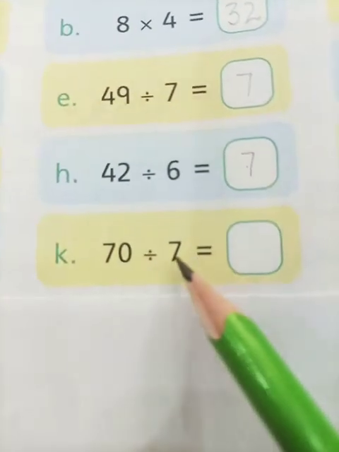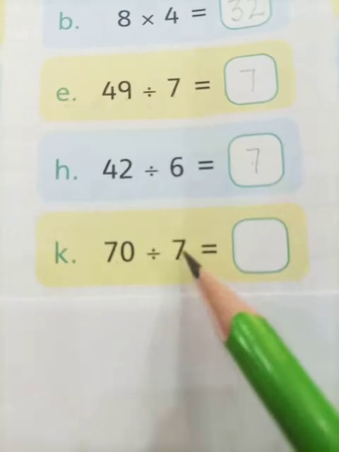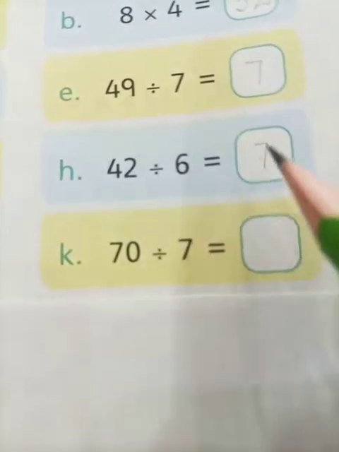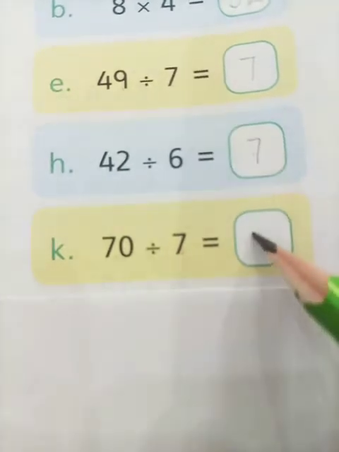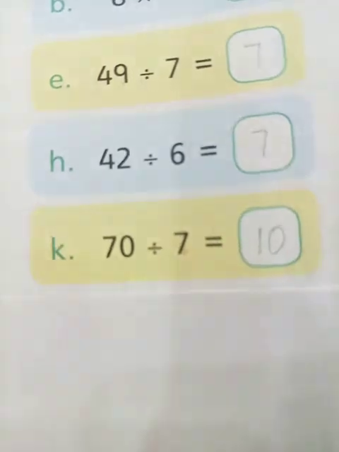Next, you are going to read the table of 7 till you get the number 70. So students, where do we get the number 70 in the table of 7? Yes, 7 tens are 70. So 10 is our answer because 7 tens is 70.